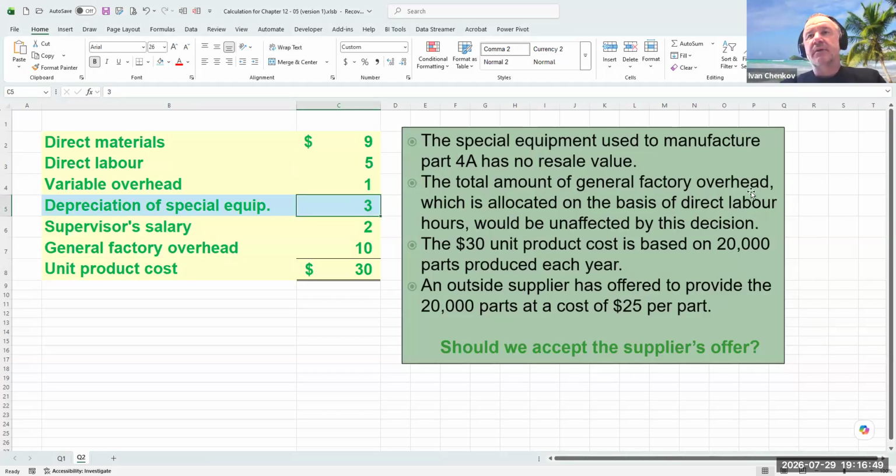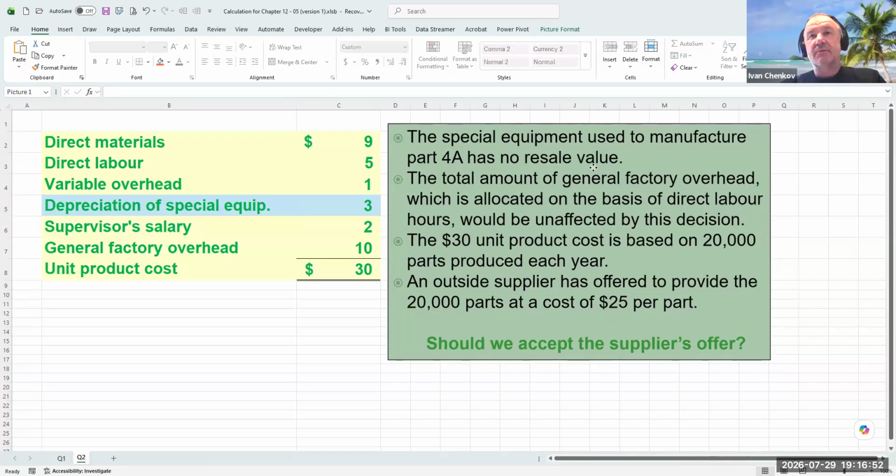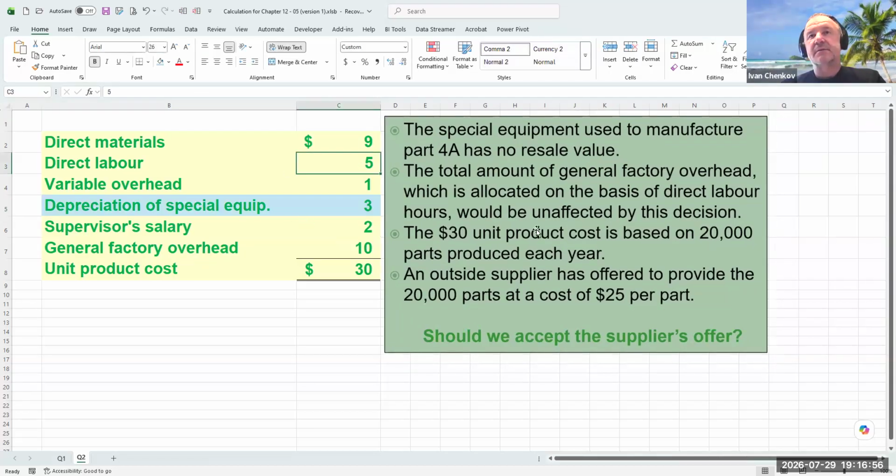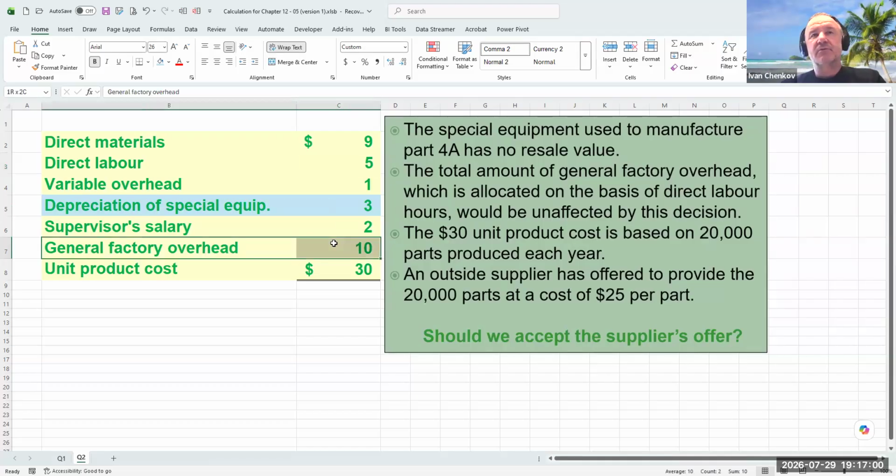The total amount of general factory overhead, which is now allocated on the basis of direct labor hours, will be unaffected by this decision. So the general factory overhead that we're allocating is irrelevant. That's a common cost somebody tried to allocate to this product. And an outside supplier offers to provide 20,000 parts.